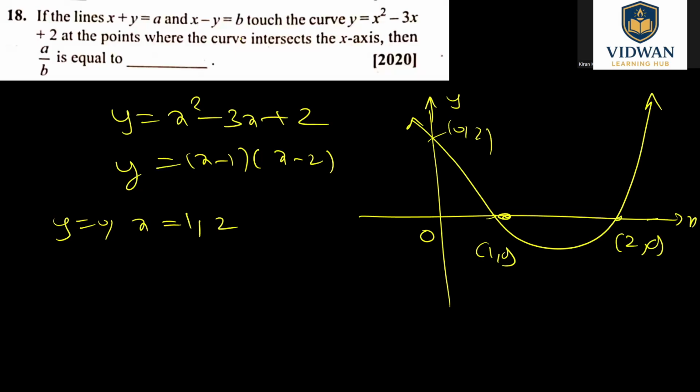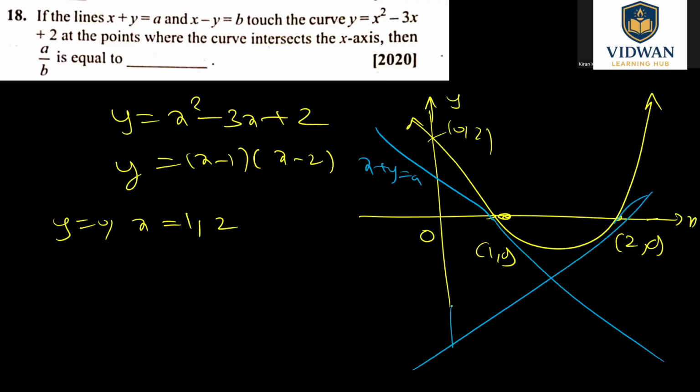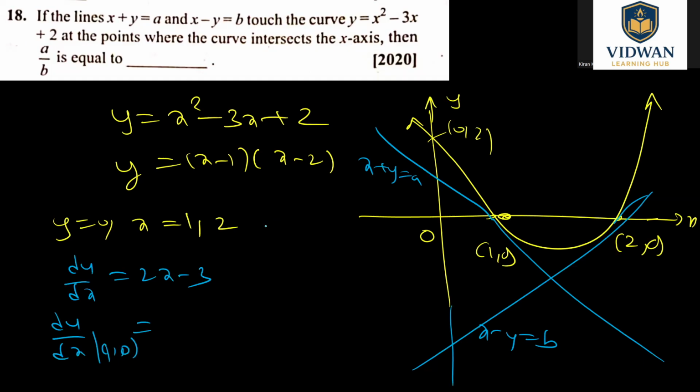So they are saying that these two straight lines are going to touch the parabola at the points where it cuts the x-axis. The first one, x plus y equal to a, can be something like this. And the other one, x minus y equal to b, could be something like this. So they are touching at these points. That means the derivative at 1, 0 should be the slope of this, and the derivative at 2, 0 should be equal to the slope of this. So can you do it further? What is the derivative? dy by dx equal to 2x minus 3. And what is the derivative at 1, 0? If you put x equal to 1 in the derivative, you'll get minus 1. And similarly, what is the derivative at 2, 0?